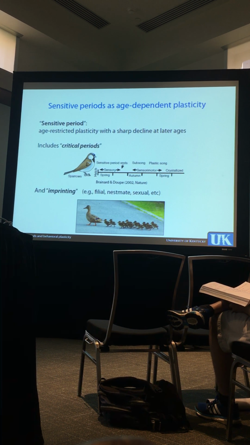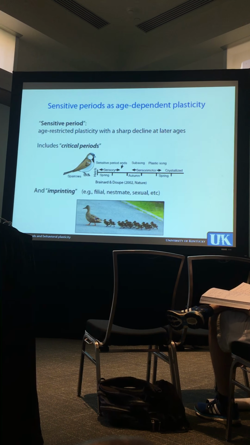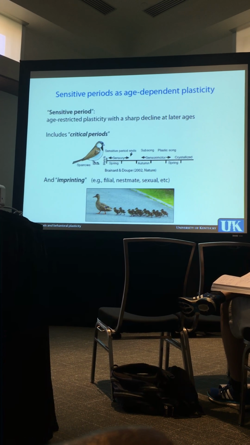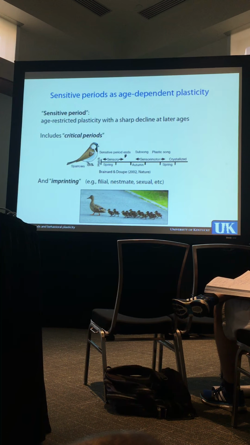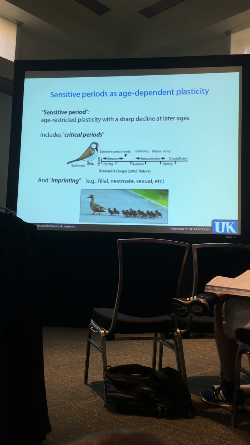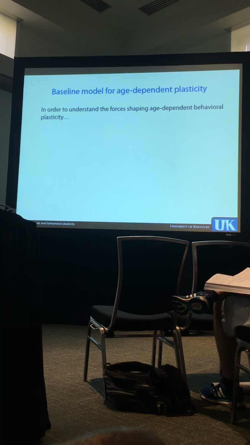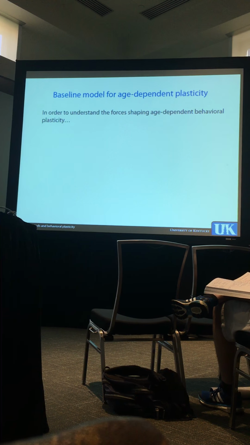But it could also include things like imprinting or nestmate recognition, where individuals at an early stage of their life look around for reliable information about who's their kin or who's their parent, and then they imprint on that so that at later points they can recognize their kin. So what we were in part interested in is building a better baseline understanding for how this kind of age-dependent plasticity could evolve.